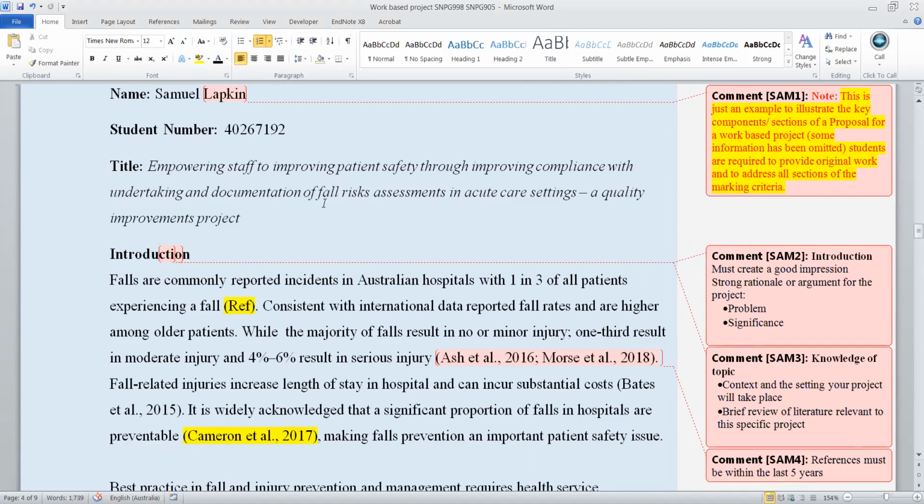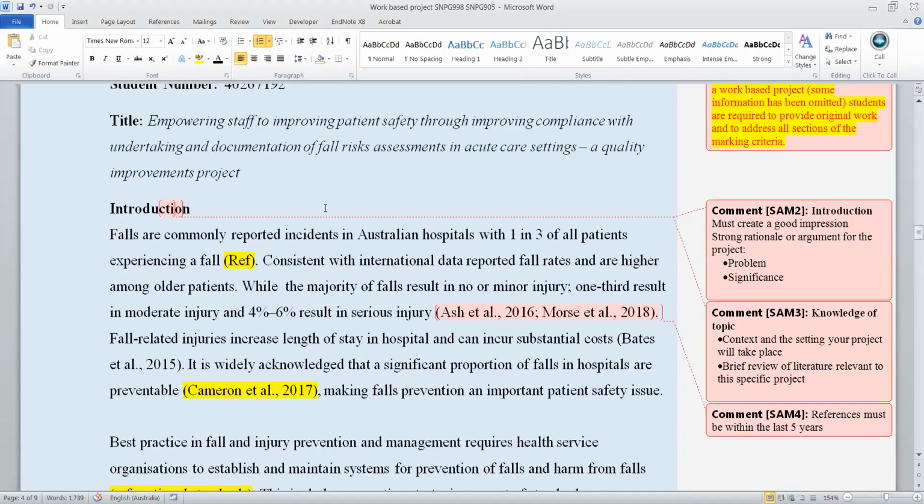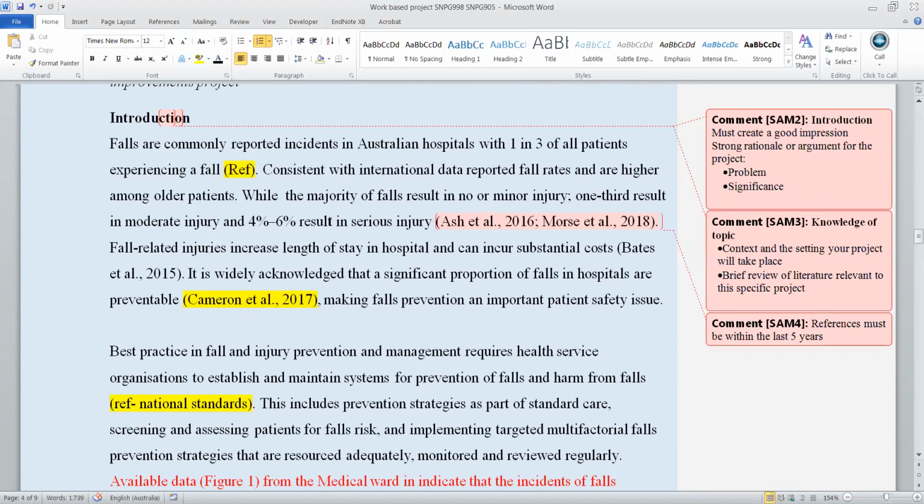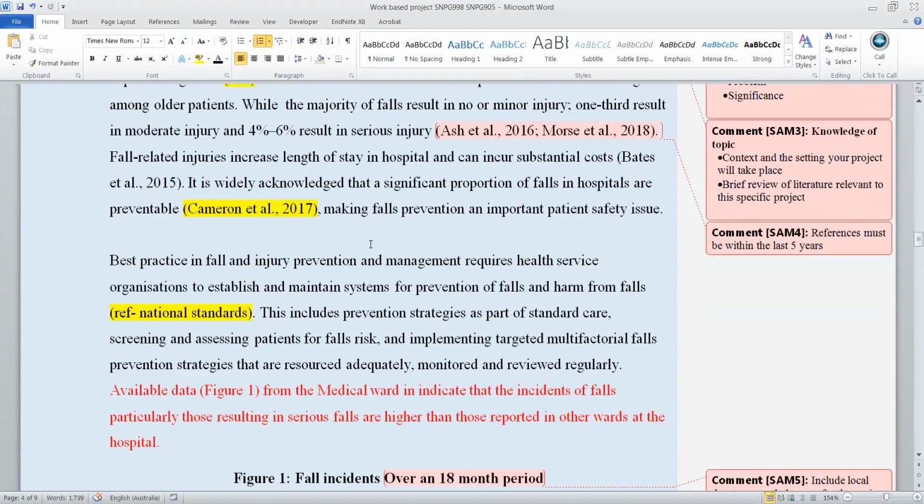As you can see here, in that particular project that I was involved in, I start to talk about falls as being a significant issue within Australian hospitals. And this is supported by data that is available from similar international contexts. You need to reference using the APA referencing format as a rule of thumb. All your references should be within the last 5 years to ensure that they are current and reflect current practices.